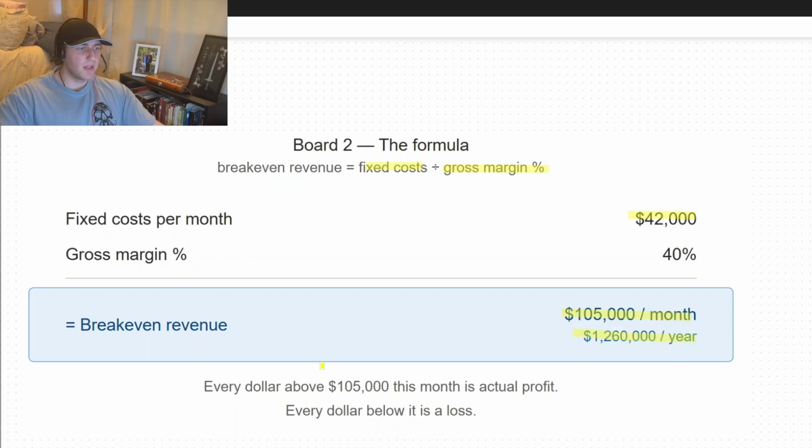Now we extrapolate that, and your break-even revenue is $105,000 a month, or $1,260,000 a year. And if you take a look at the end of the month, every dollar above $105,000 is actual profit. And the flip side, every dollar below that is a loss. And you should be making decisions based on your break-even revenue, not your total revenue. But now let's talk about the components that go into this.